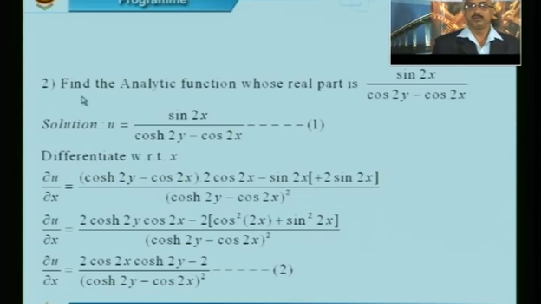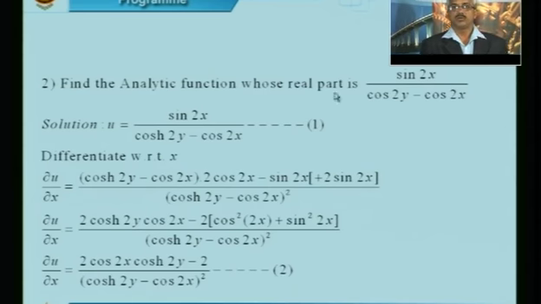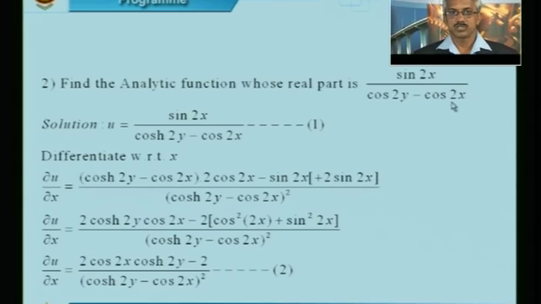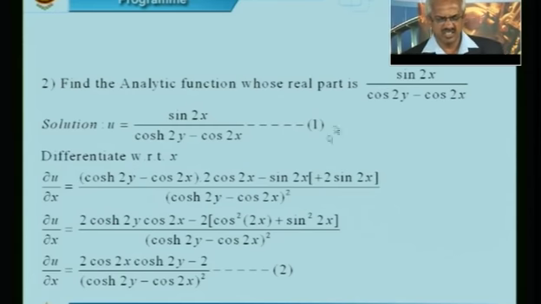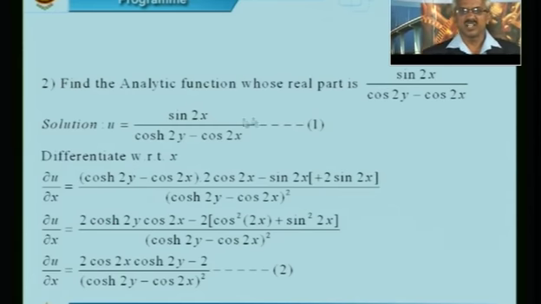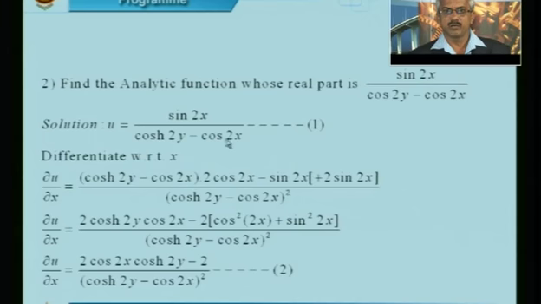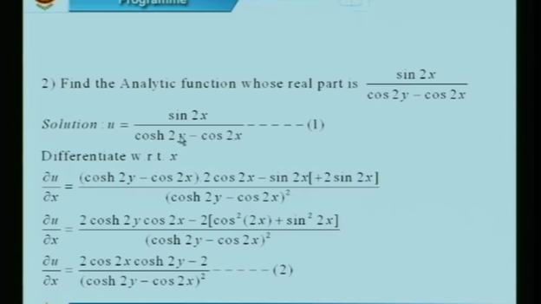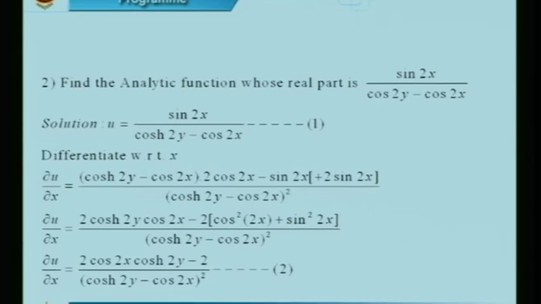Then another problem, which is also a very important type of problem. Find the analytic function whose real part is sin 2x divided by cosh 2y minus cos 2x. That is, sin 2x divided by (cosh 2y minus cos 2x). This is the real part.